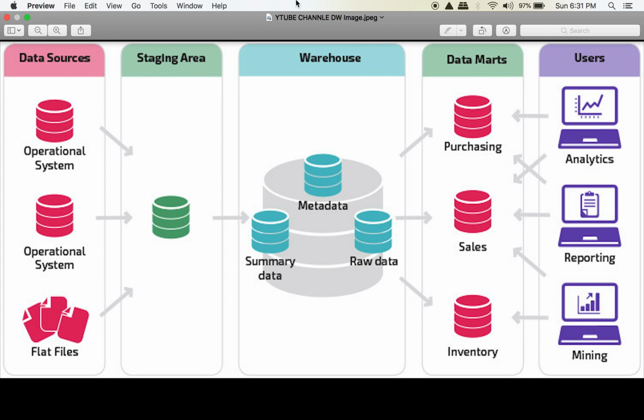So overall, warehousing. If you see this image, the warehouse sits in the middle. It's basically the heart of any BI reporting system. In any BI system, warehousing is a part of it. The starting layer is the data sources layer. So what is the data sources layer? Any operational systems, flat files.